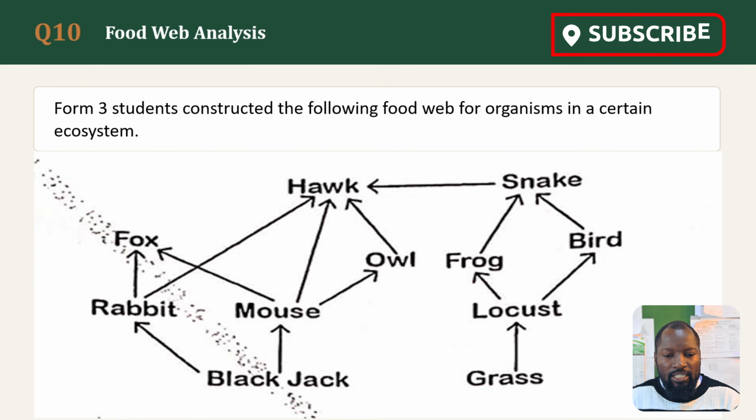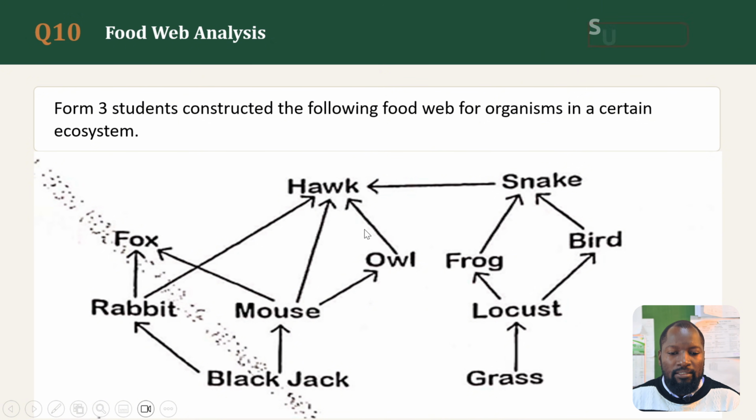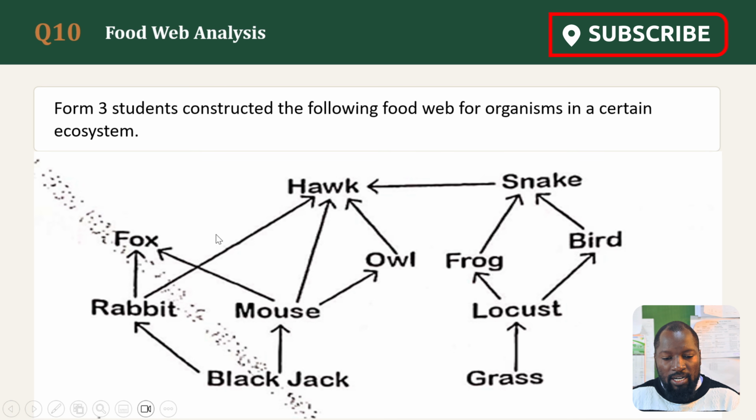Now, Form 3 students constructed the following food web for organisms in a certain ecosystem. So we have a hawk, which feeds on snake, owl, mouse, rabbit. Remember the arrow points to the eater. Then you have fox, which feeds on mouse, rabbit. We have a rabbit which feeds on blackjack. We have mouse feeding on blackjack. We have the owl feeding on mouse.